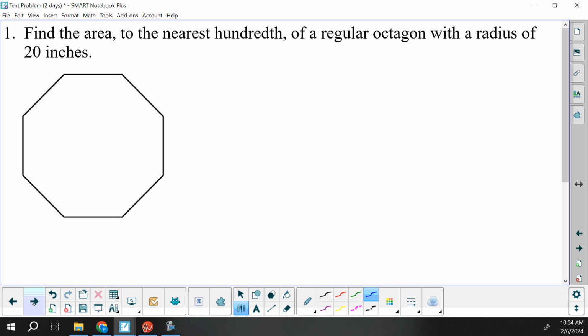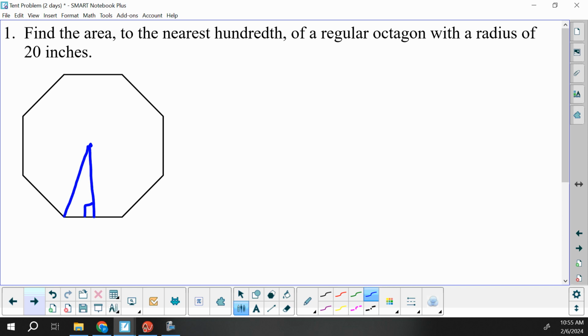So the first one we're going to look at is an octagon. Octagon has 8 sides, and we've got a radius of 20 inches. So first thing we'll always do is let's draw in an apothem, which forms a right angle, and we'll draw in a radius. Step 2 is we want to figure out how many triangles of that size will fill up the entire octagon.